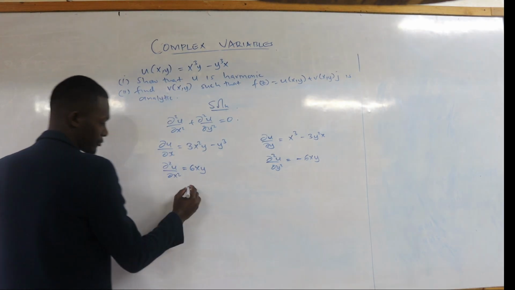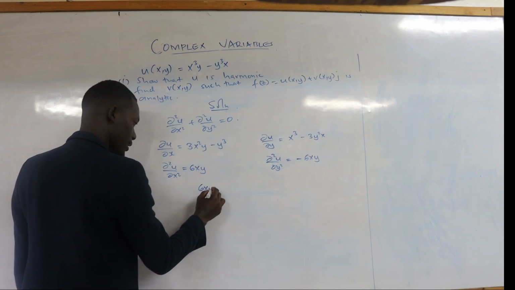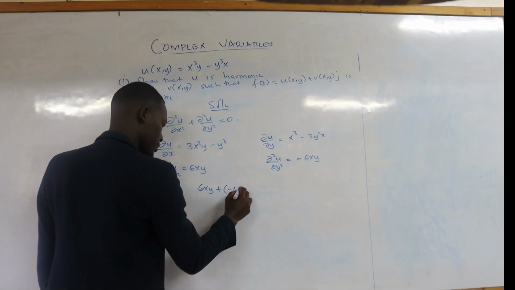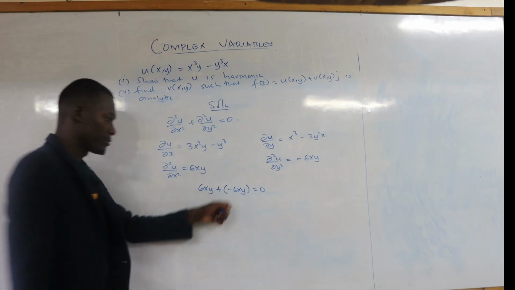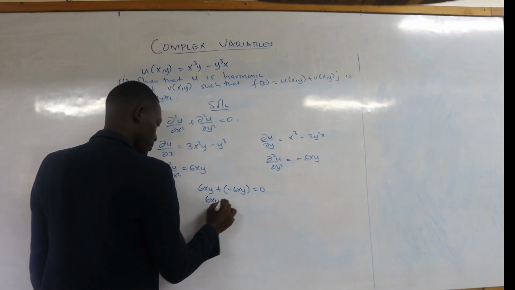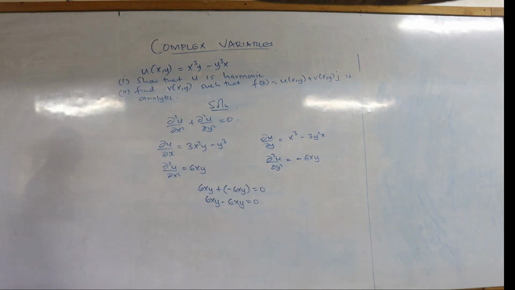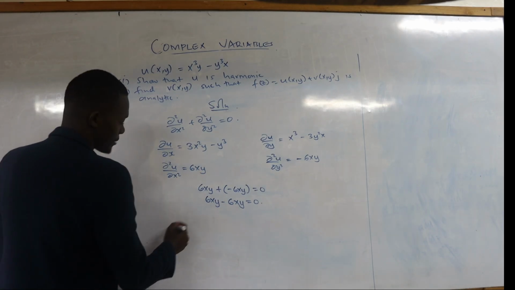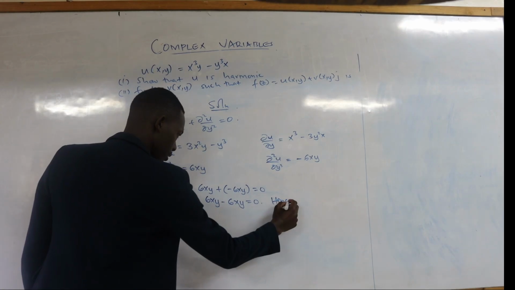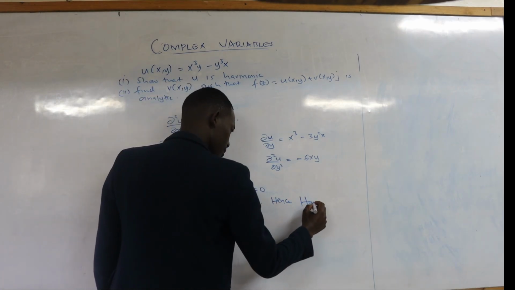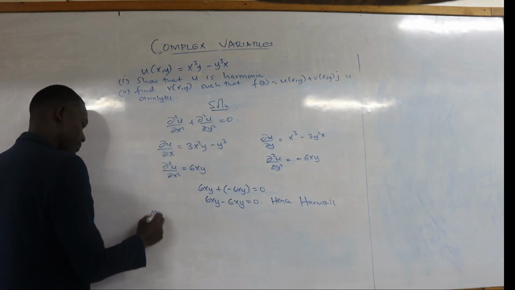So therefore, we know this plus this gives you 0. So 6xy plus negative 6xy, that one should give you 0. So you open the bracket, you have 6xy minus 6xy, and definitely your answer is 0. Then you go to the second part, so that is 1, so proven. So hence harmonic. Okay, hence harmonic. Then you go to the second part.